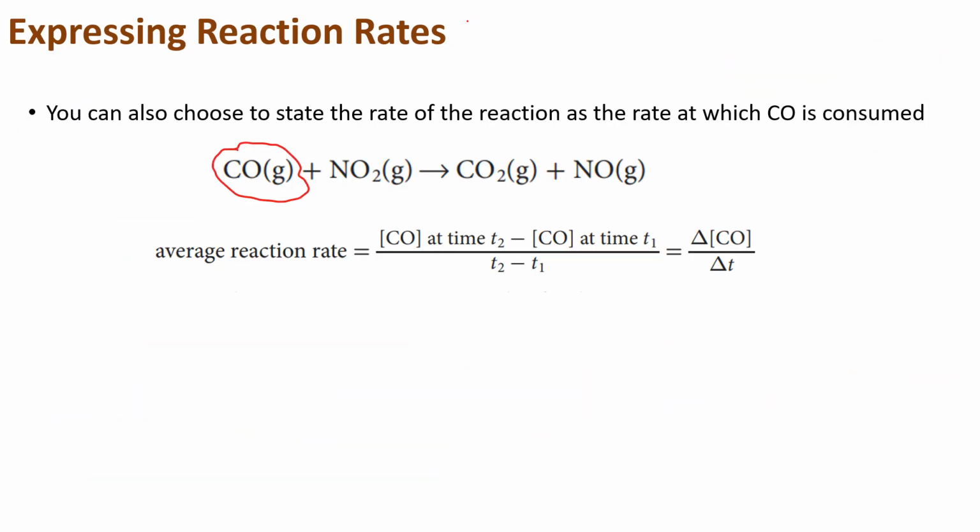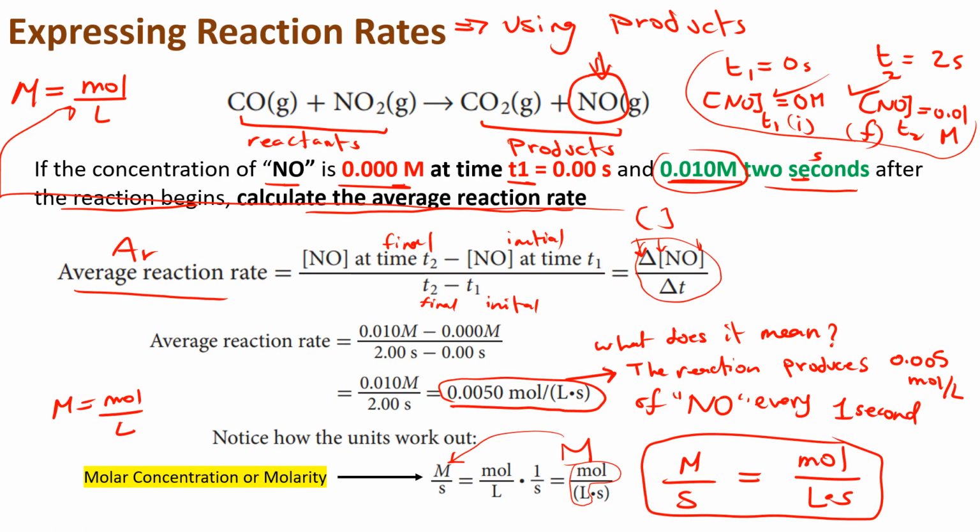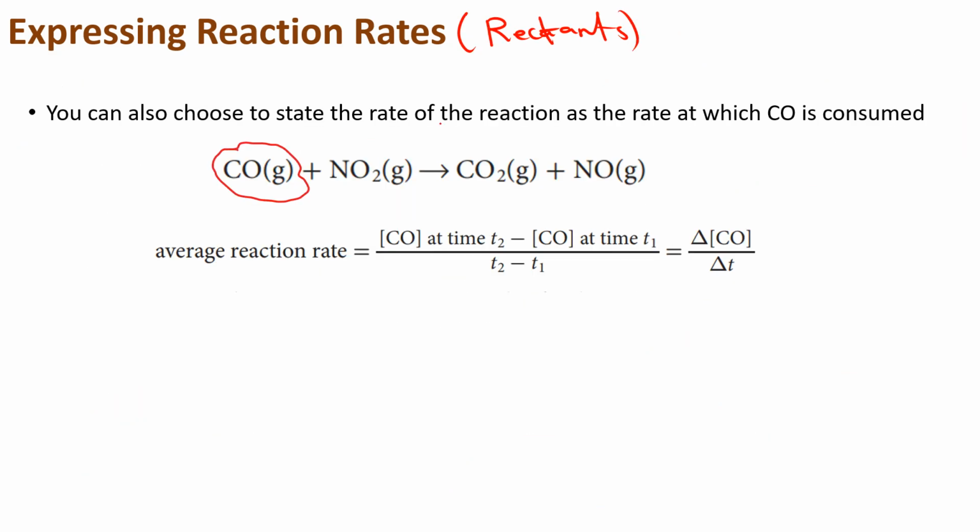Okay, now if we use reactants, okay? What will happen if we use reactants guys? So on the previous page we used the product, now we will use the reactant. So you can also choose to state the rate of reaction as the rate at which CO is consumed. That means we use CO in calculating the average rate.